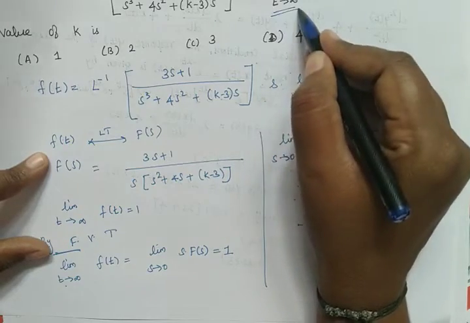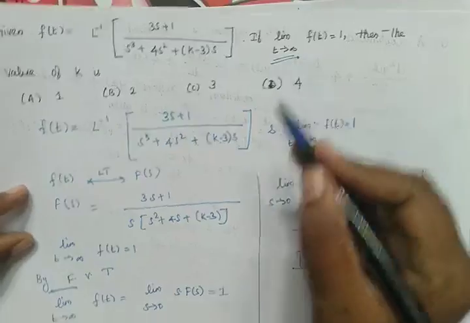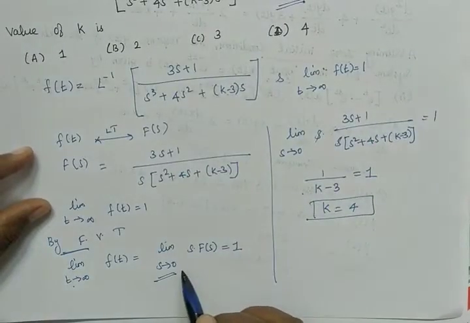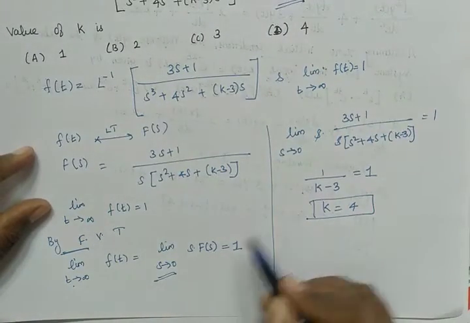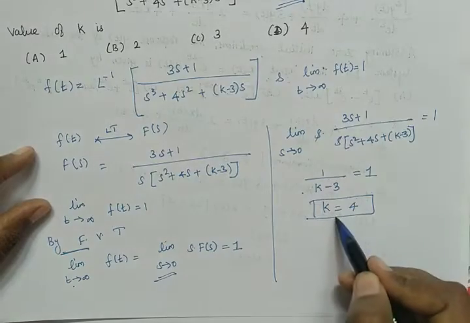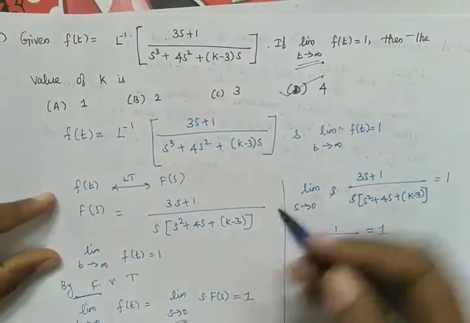So if t tends to infinity in the question, here we have s tends to 0 and s into F of s. This s is cancelled, so that we will get k is equal to 4. So the option is D. Now let us move on to the next problem.